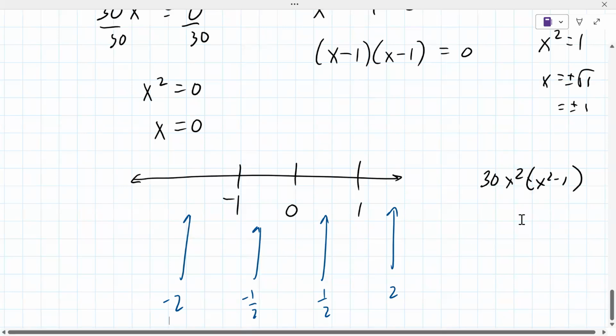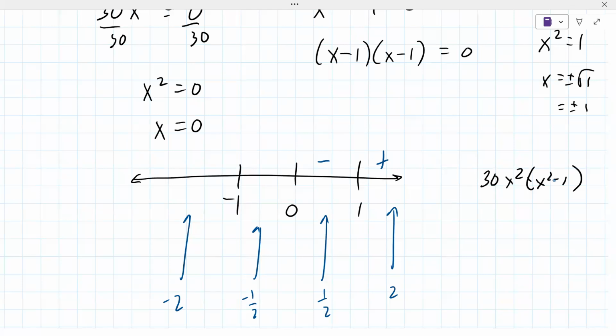Tell me when you put 2 in, is it positive or negative? What's the sign here? It's positive. Now 1/2 squared makes 1/4. Minus 1 is negative, but 1/2 squared is positive. 30 is positive, so it's 30 positive times whatever that is, that's positive, times a negative becomes a negative.